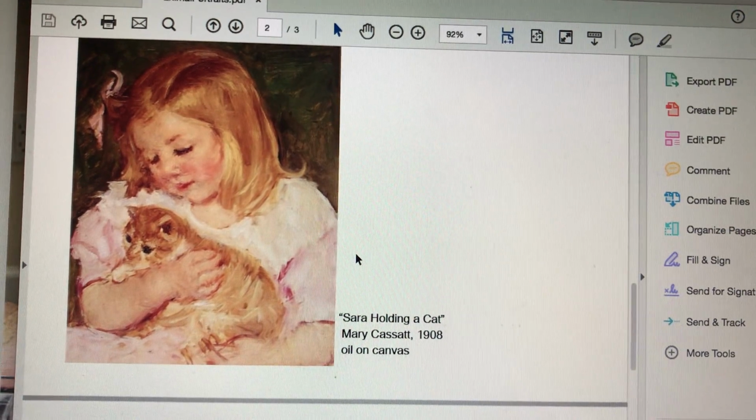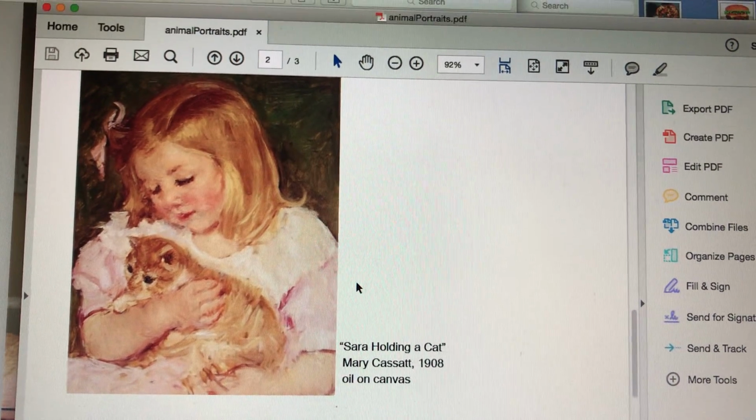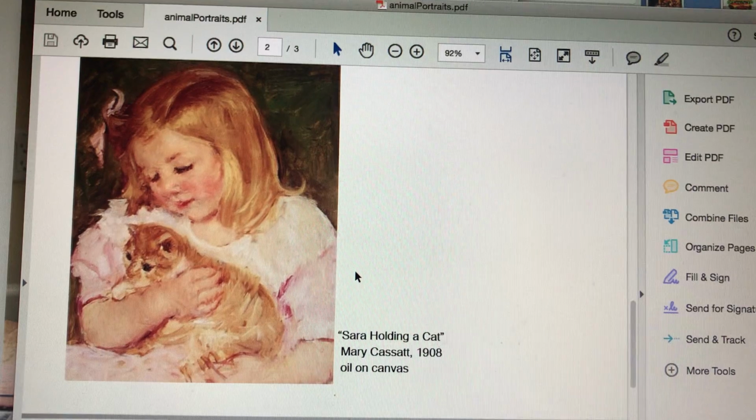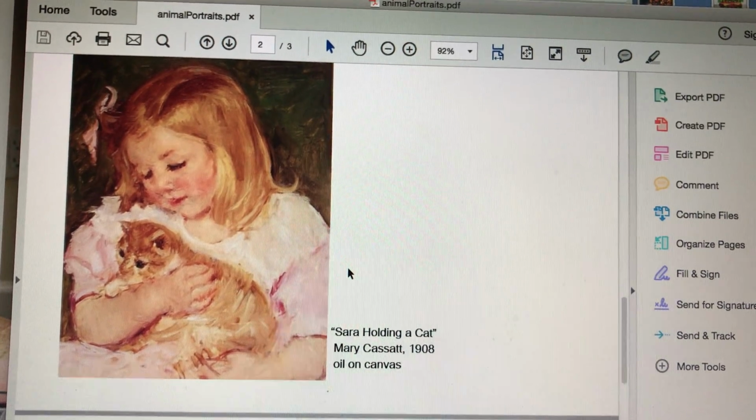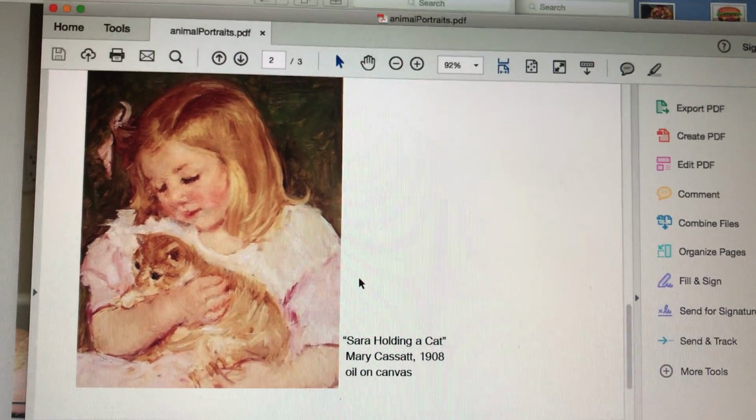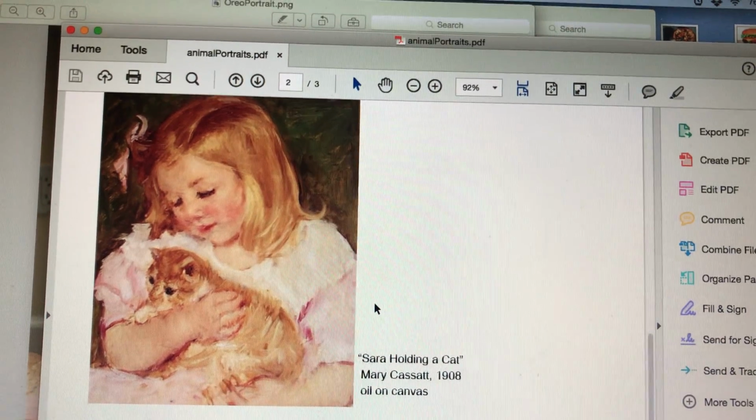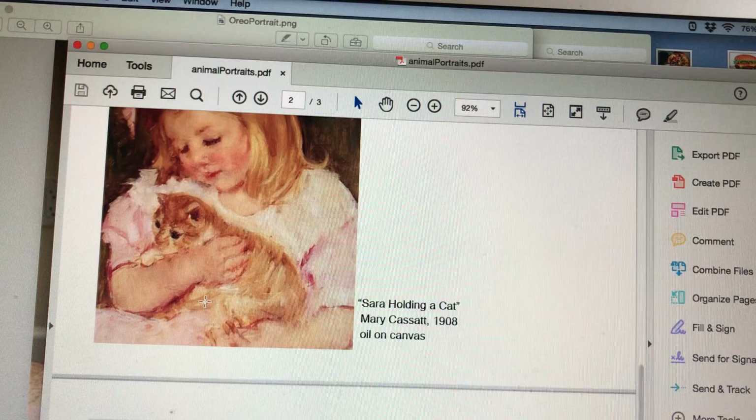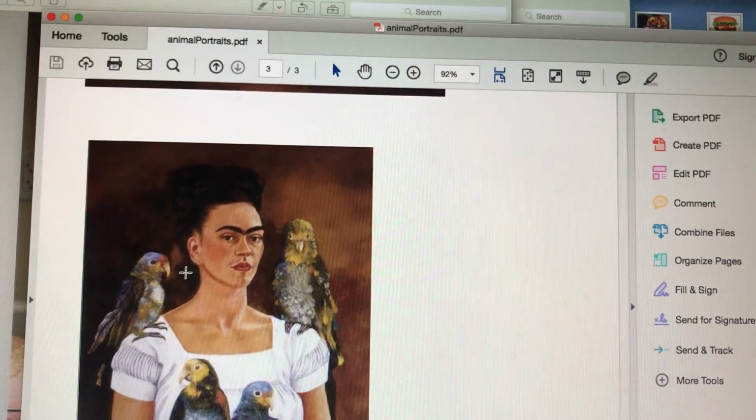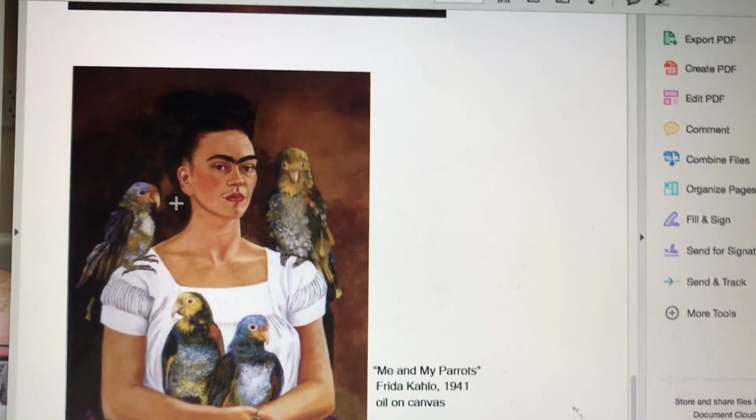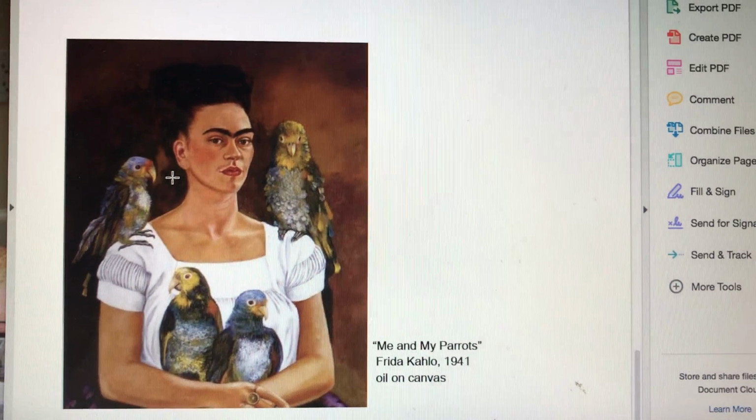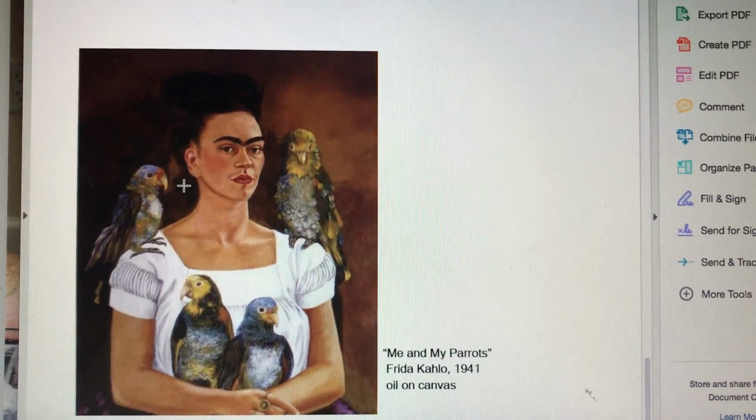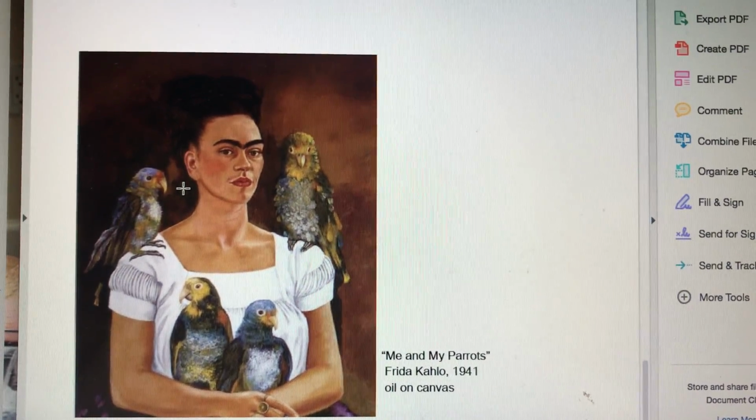This one I think is just adorable. It's called Sarah Holding a Cat, and it's by Mary Cassatt, who painted lots of beautiful pictures of children and animals. So you could include yourself if you wanted. You could make a self-portrait of you with a portrait of your pet. And that's exactly what's in our last one, by Frida Kahlo. It's Me and My Parrots. It's a self-portrait of Frida with her parrots.